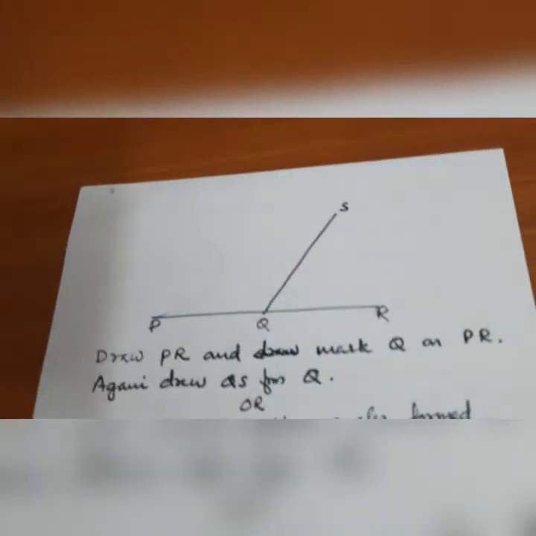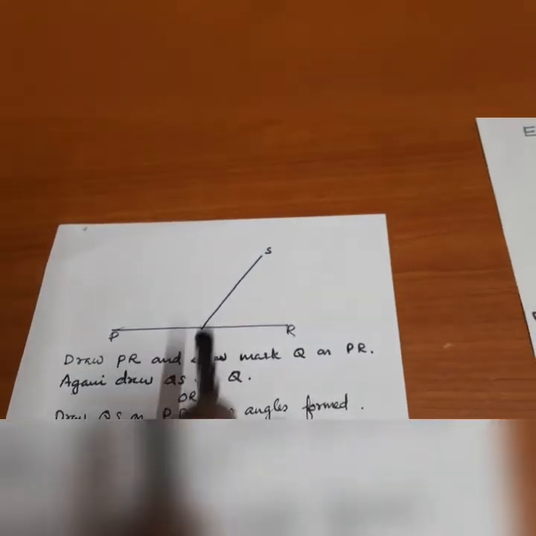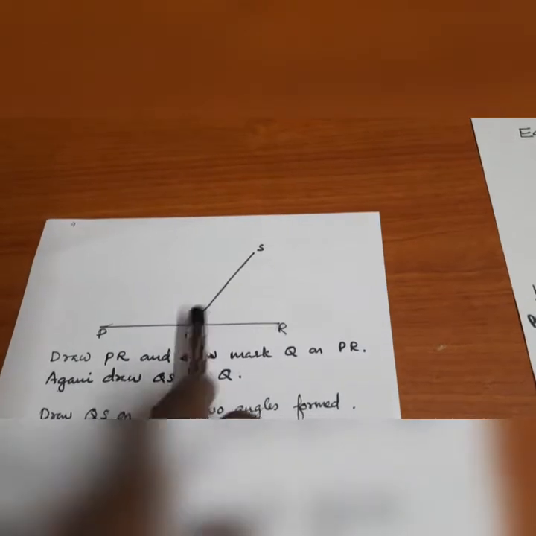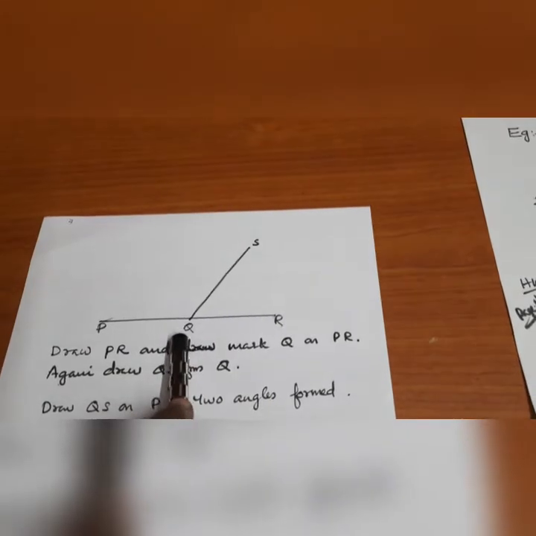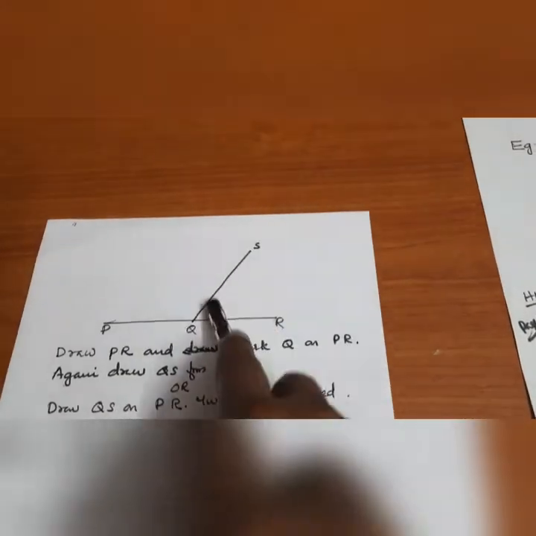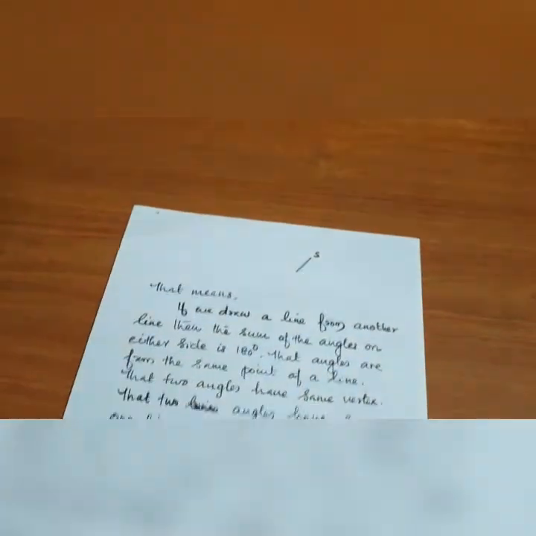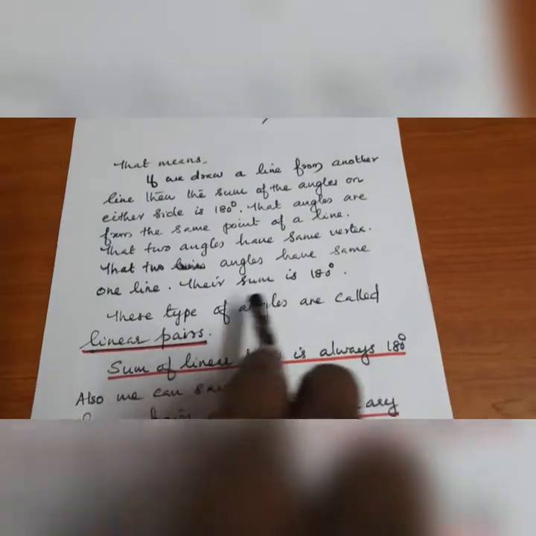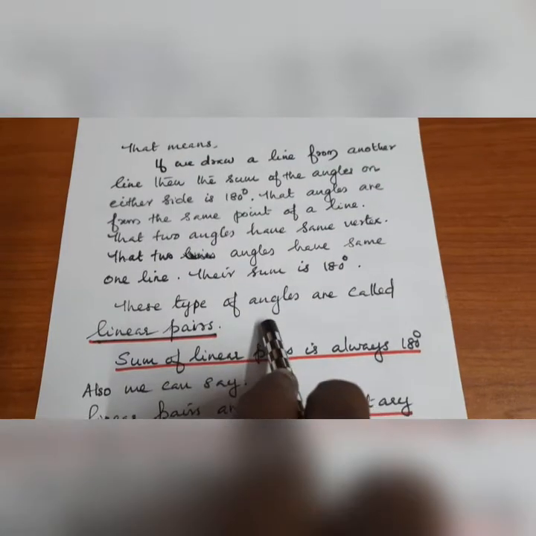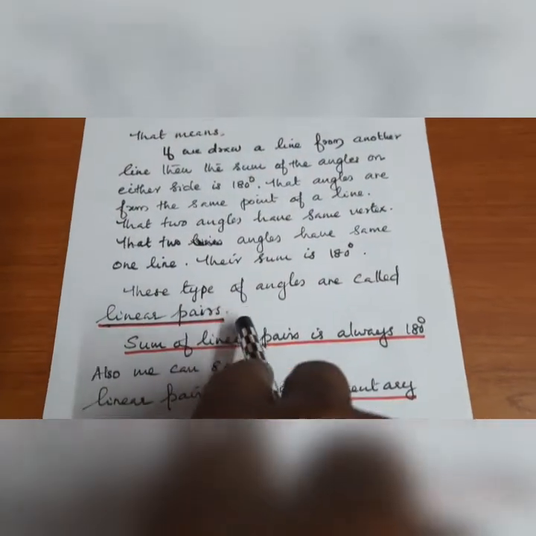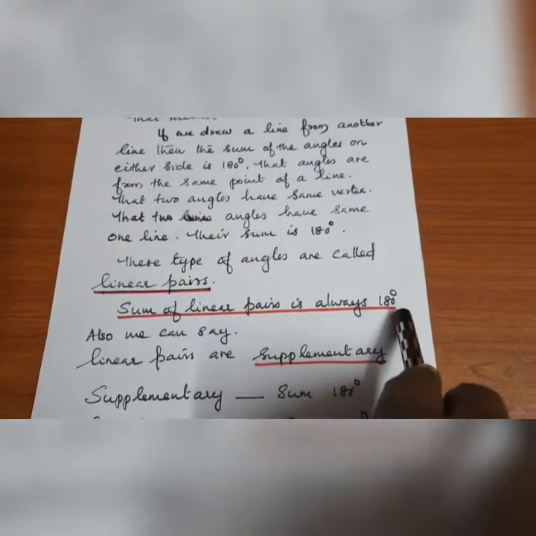Look here. PQS and SQR are two angles. These two angles are on either side of a line. The two angles have the same vertex Q. QS is the same line for both the angles. These are the peculiarities of the angles we mentioned. This type of pair of angles is called a linear pair, and the sum of the linear pair is 180. The sum of linear pairs is always 180.